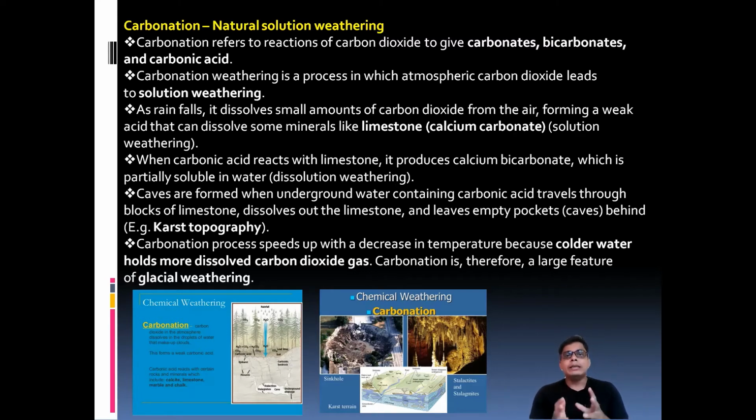Carbonation weathering is a process in which atmospheric carbon dioxide leads to solution and weathering. So that also can happen. Atmospheric carbon dioxide plays a vital role in getting the solution. During rainfall, carbon dioxide mixes with the air and forms a weak acid, and then calcium carbonate forms, and this is responsible for acid rain, or sulfuric acid rain.